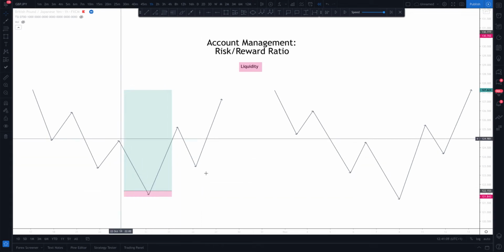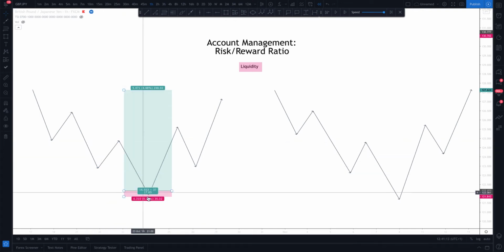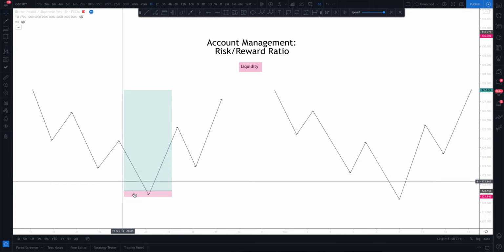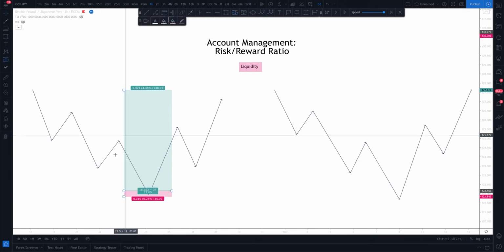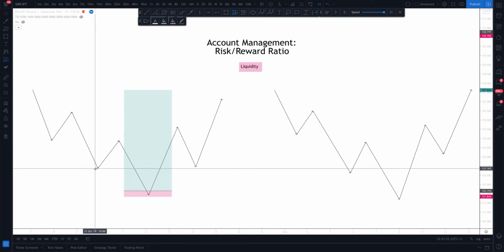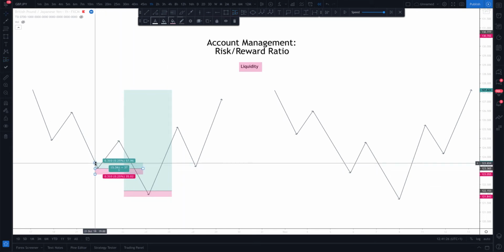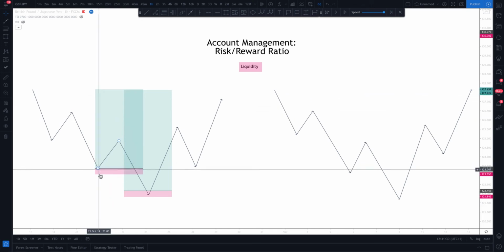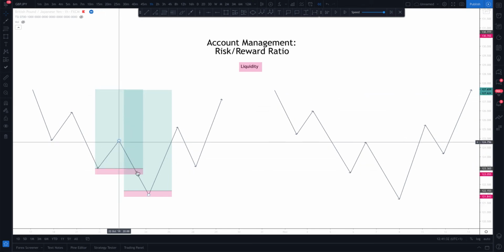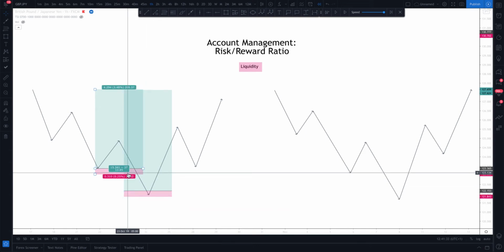And if you think about it, those who are buying will have their stop losses below this level here. Say someone thought that from here price was going to start trending upwards and they bought, their stop loss will be just below here. And if price was to trend downwards, it will take out their stop loss. So it would essentially take their liquidity, it would take their money.